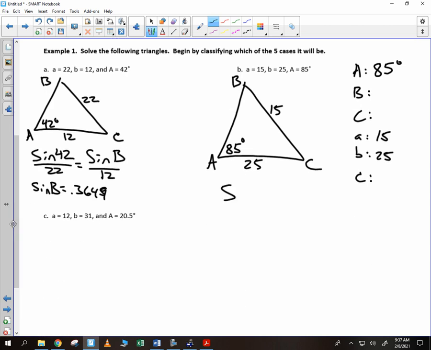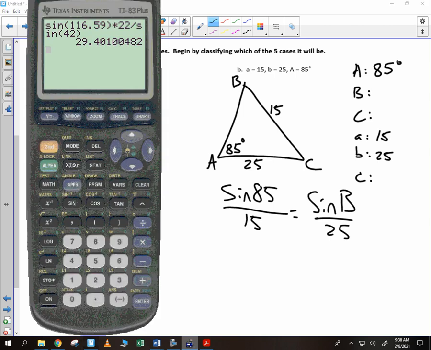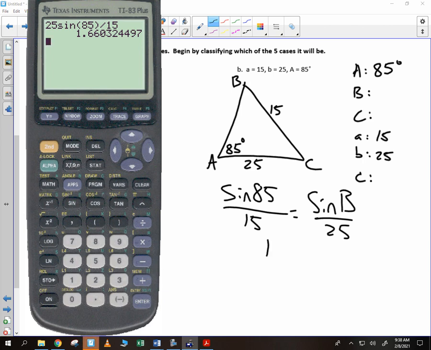Let's set it up. Sine of 85 over 15 is equal to sine of B divided by 25. So as I want to solve for that, I got to multiply both sides by what? 25. So I'm going to go 25 sine of 85 divided by 15, and I get 1.66. Can sine take on a value 1.66? No. If you were to inverse sine of that, you get a domain error. Because of that there is no solution.